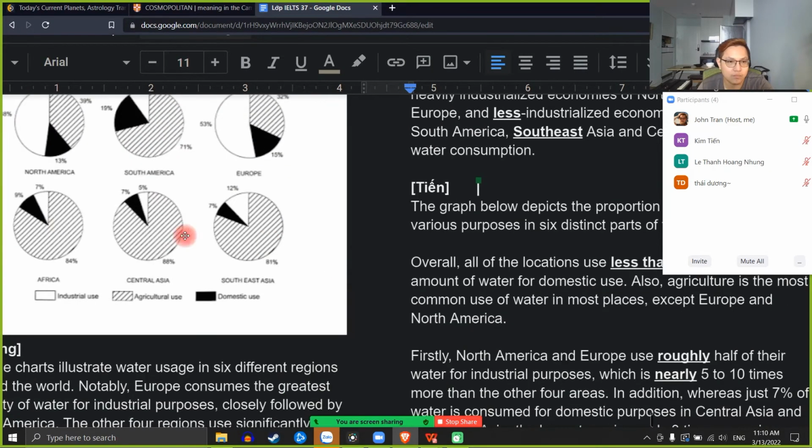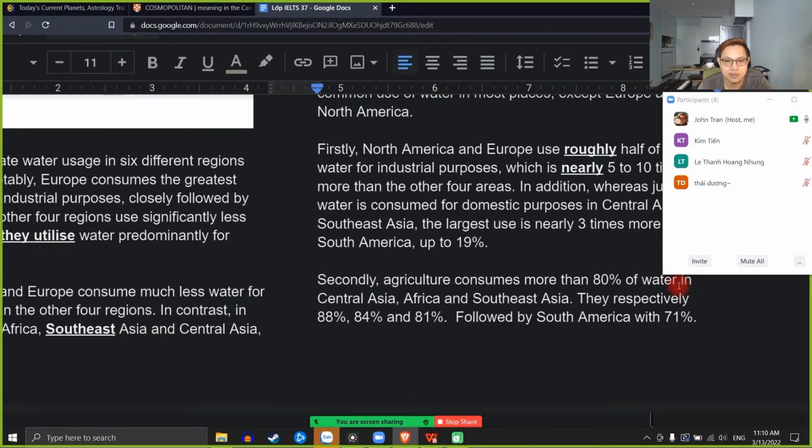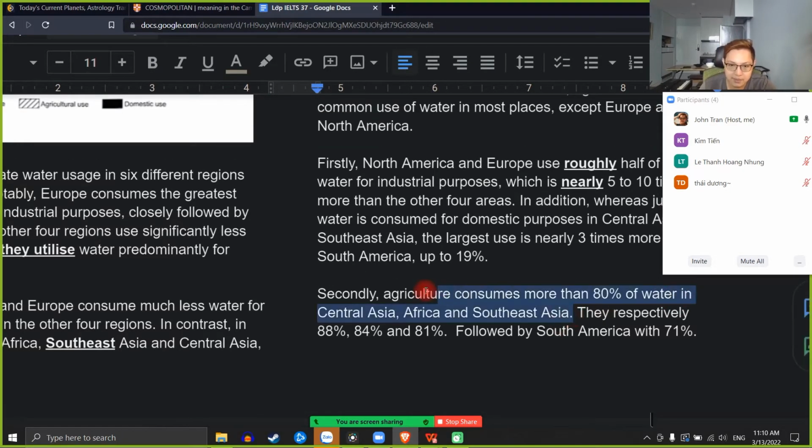Okay, 80, 81, okay. Consume more than 80% of water in Central Asia. Ok, đúng, cái câu này đúng rồi nè. This one is correct. They respectively. Tự nhiên dùng respectively kiểu này là sai rồi. Wrong usage of respectively.